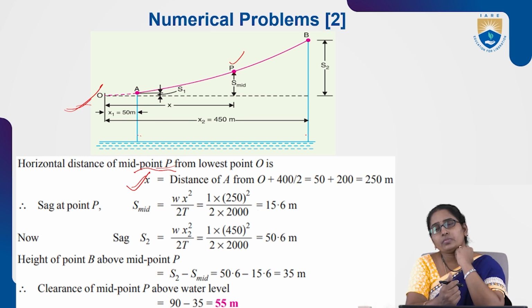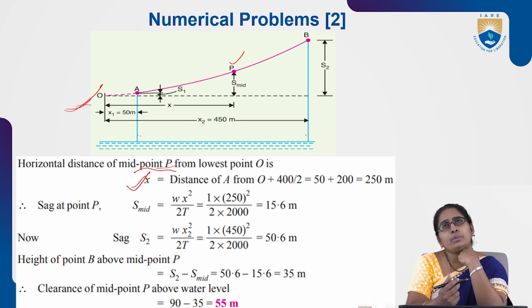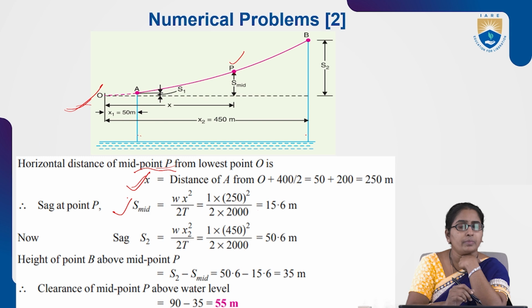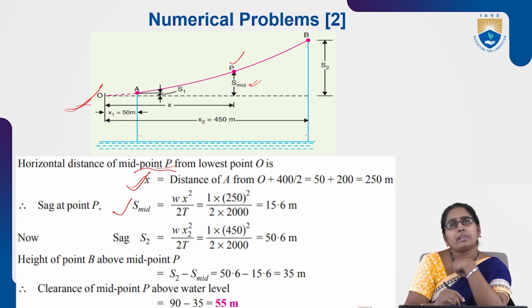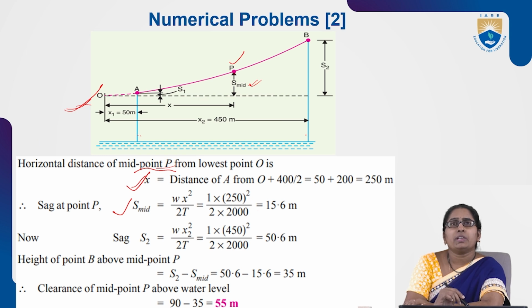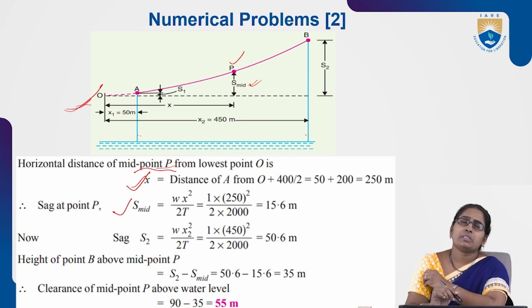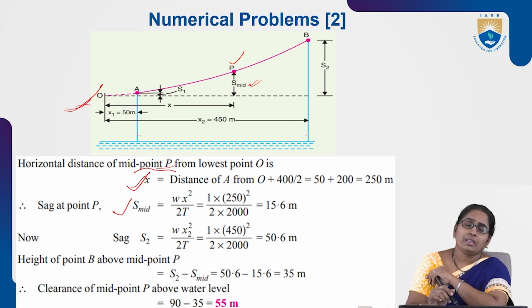Now calculate the sag at this midpoint. The sag is calculated as W x square by 2T. Substituting the x value along with the weight of the conductor and tension, we get 15.6. Now we want to calculate the clearance at this midpoint. This data is already known: the sag is known and this distance is known.